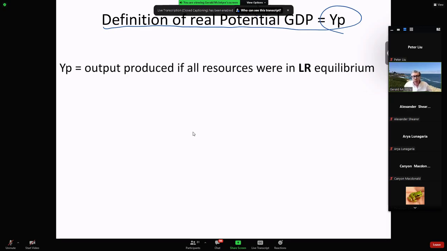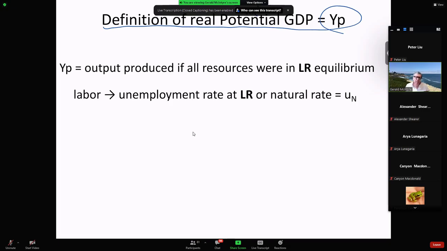Potential GDP is the output produced if all resources were being utilized in their long run equilibrium levels. Okay. Well, what does that mean? The key resources we're talking about are labor, capital, other inputs, and technology, but particularly labor and capital. So as far as the labor market is concerned, the economy is producing its potential real GDP if the unemployment rate is at its long run level, or what we call the natural rate of unemployment.